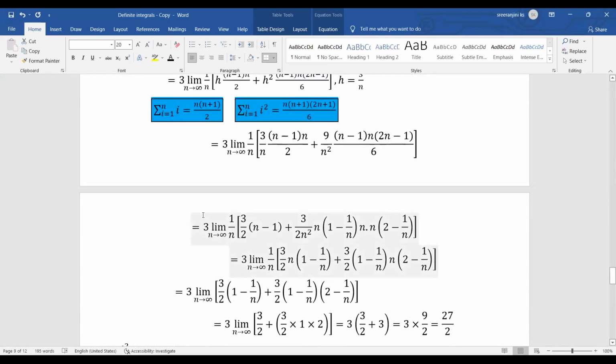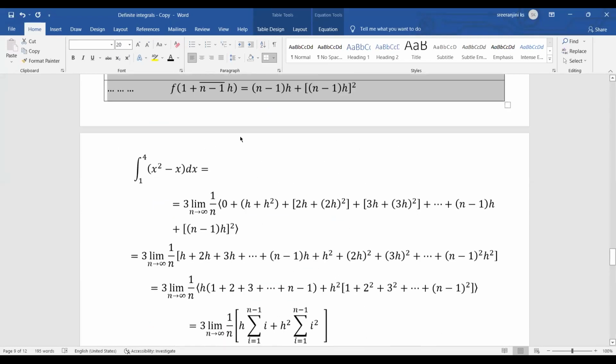Anything else? Any other queries? No, ma'am. So students, for the last time, if you have any questions, you can just type in the chat box. Ma'am, students are asking about the name of this method.